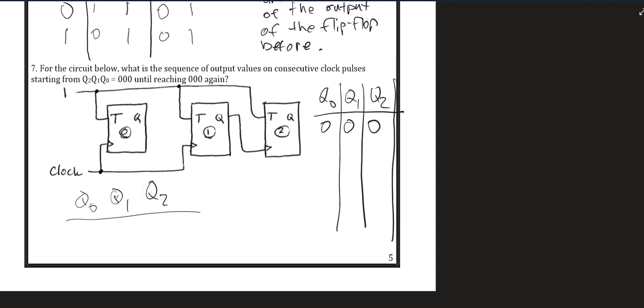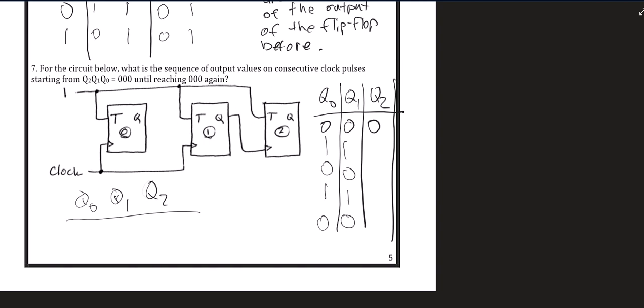So Q0 is just a T flip-flop with an input of 1. And so on each clock cycle, it will toggle. So one, zero, and we don't know when we're going to get back to 0, 0, 0 again, but we'll see. Okay, now Q1 is also just a T flip-flop with a clock and an input of 1, so it also is just going to toggle. So that's easy.